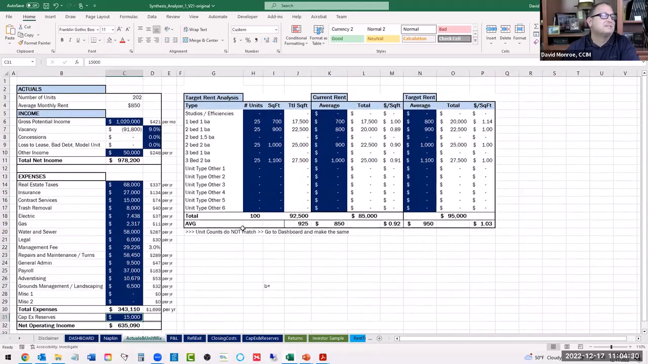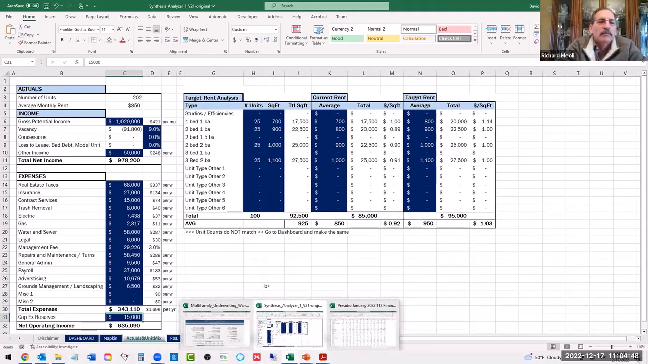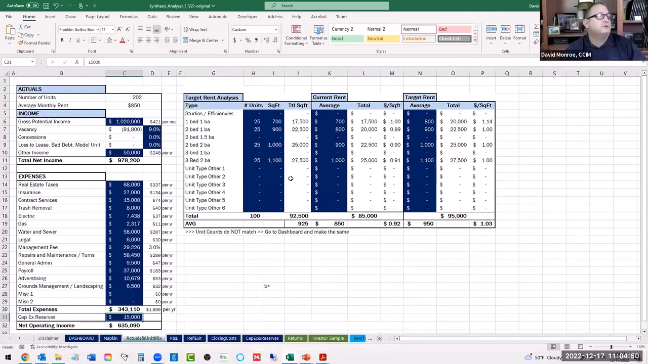How many units is this thing? Oh, it's 100 units. No, this ain't right. 202 units. This is different. These are different numbers, I believe. Hold on. I know this isn't 100 units. Where's? There's 202 units at the top. Yeah, 202. So why is there only 100 here?